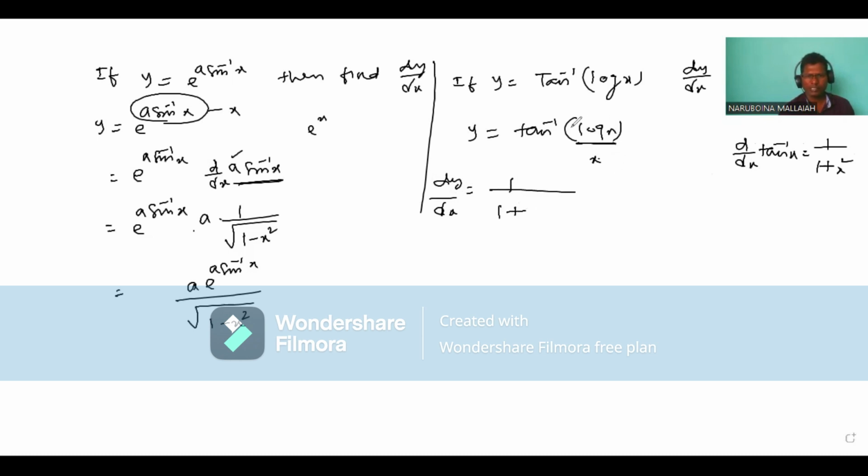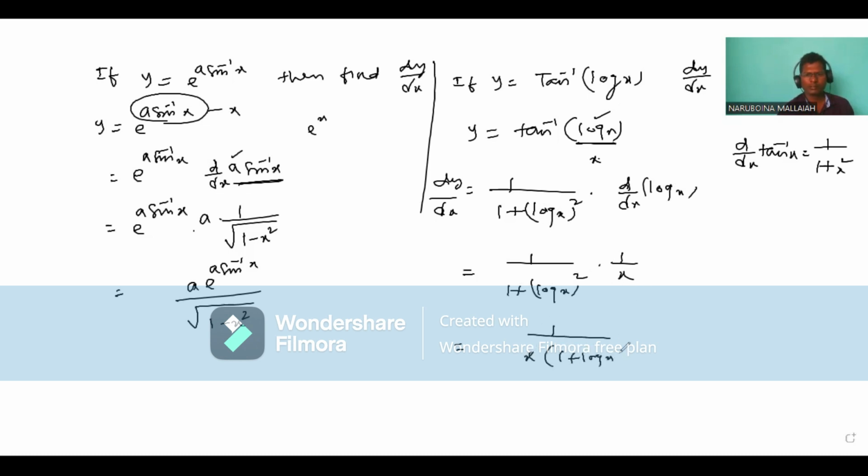In the place of x, we have log x. So I am writing 1 plus log x whole square, into d by dx of log x, which is in the bracket. So we have to differentiate log x. This is equal to 1 by 1 plus log x whole square into derivative of log x, which is 1 by x. Now let us simplify this. 1 into 1 is 1, by x into 1 plus log x whole square. The square is only for log x. So this is the required dy by dx.